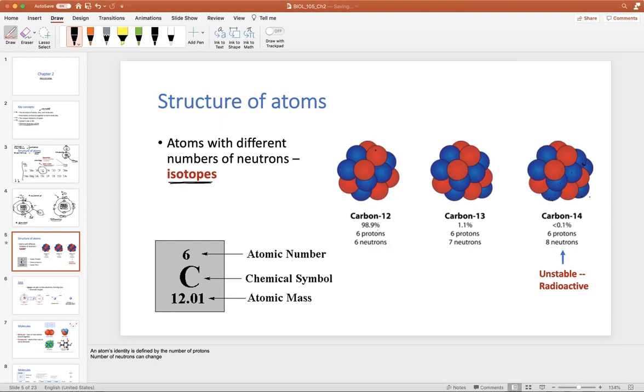So I want you to notice that for this carbon atom, carbon 12, we've got 6 protons and 6 neutrons. For this carbon atom, carbon 13, we've got 6 protons and 7 neutrons. For this carbon atom, carbon 14, we've got 6 protons and 8 neutrons. Each of these, with the differing amount of neutrons, are called isotopes.